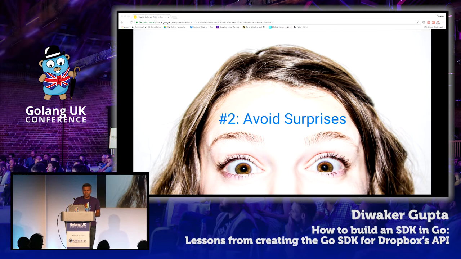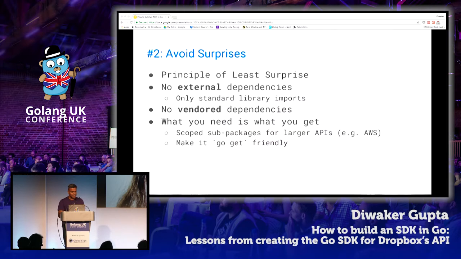All right, so this next one is really not specific to SDKs. You can apply it to pretty much everything in life. Basically, put yourself in the shoes of the consumer, the person who's using your SDK, and try to think if they would find anything surprising, any behavior that is unexpected in the process. So in the context of Go, this might manifest in a few different ways.